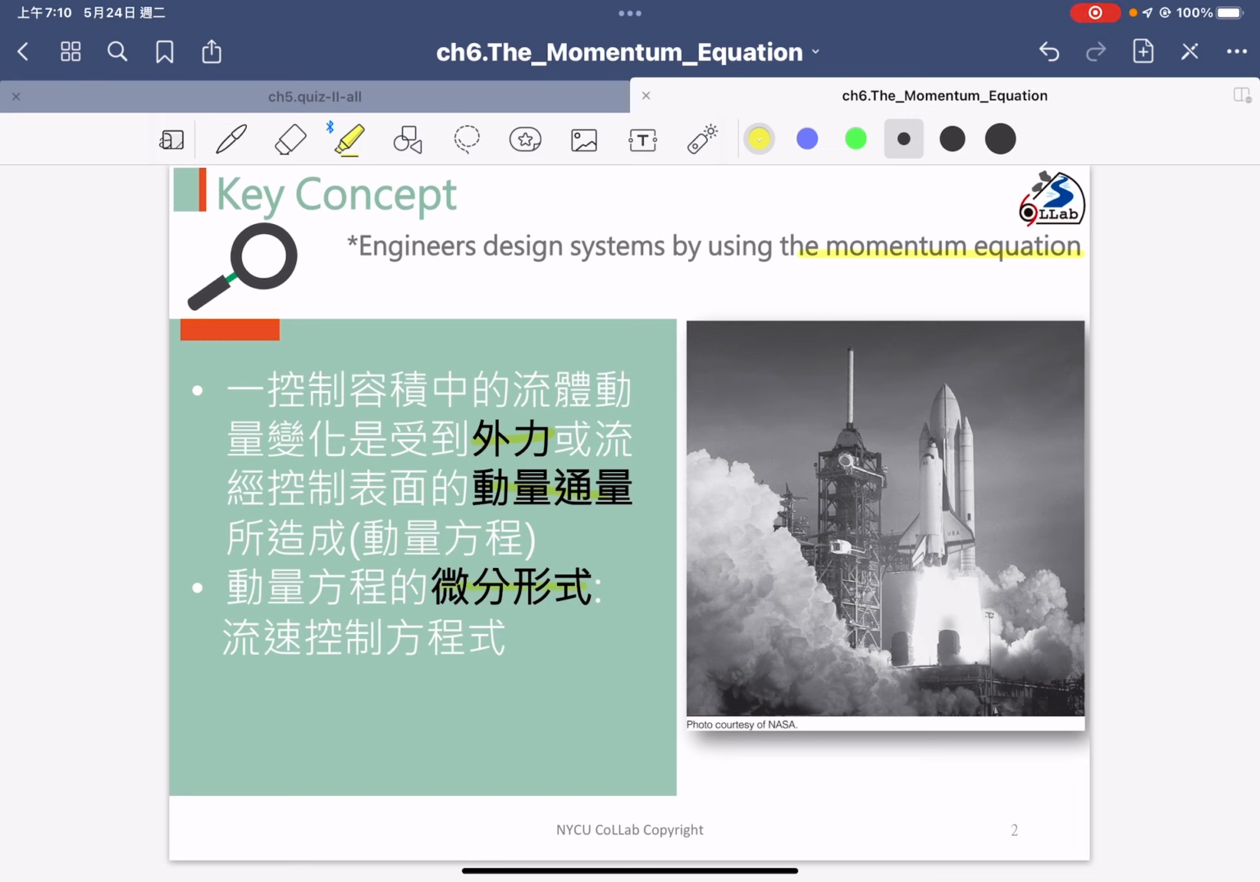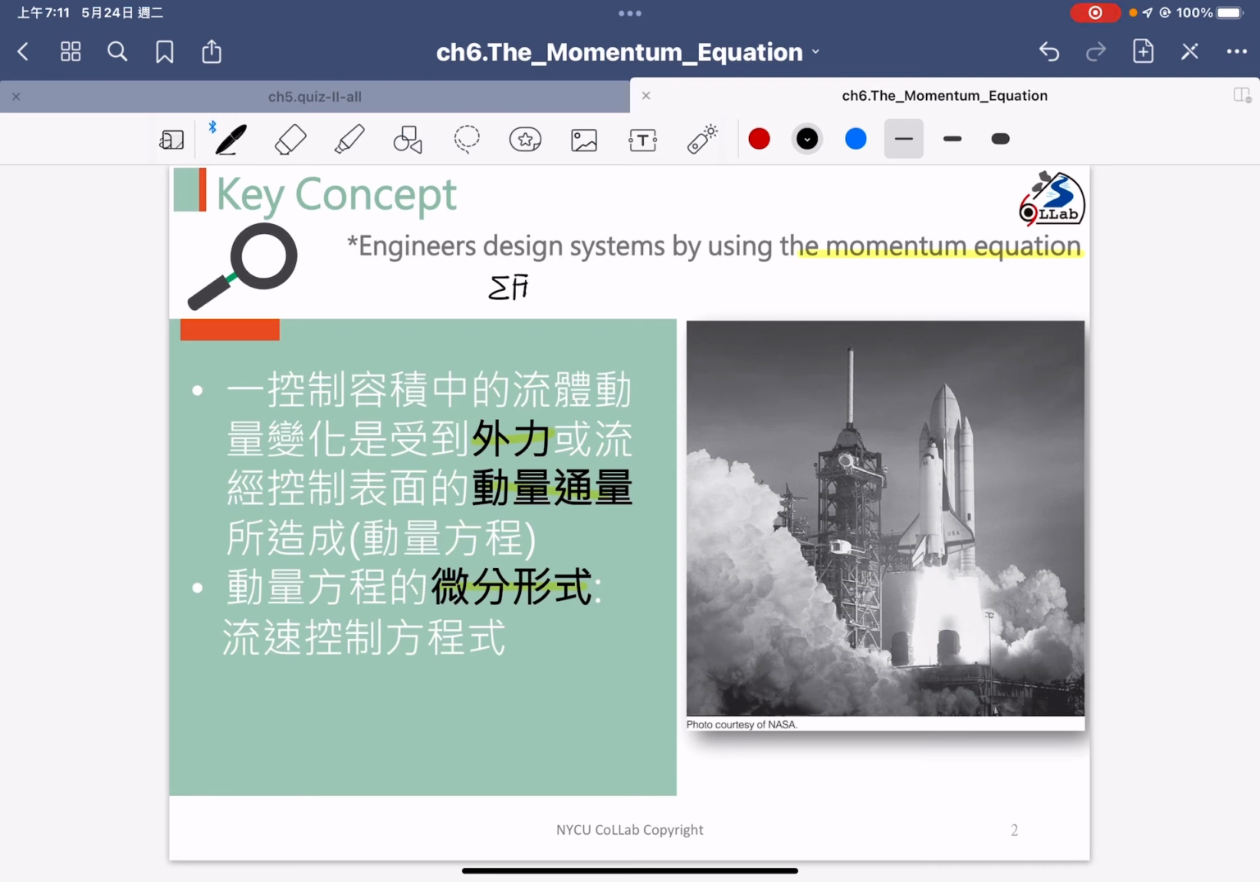Okay, as we taught in chapter 5, in the final part we introduced the differential form of the continuity equation. So for this chapter, we will have the same idea. We will also introduce the differential form of the momentum equation. Okay, so the most important idea is that we will have the external force.